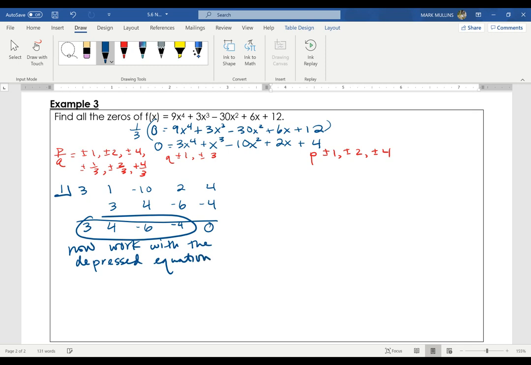So now we're going to work with 3x. Let's see, we had fourth, so now we're down to third power. So 3x cubed plus 4x squared minus 6x minus 4. So this is what we're working with now. And our P over Q is the same, because P and Q are the same. But sometimes that'll be different.